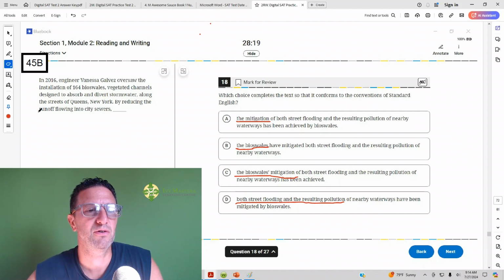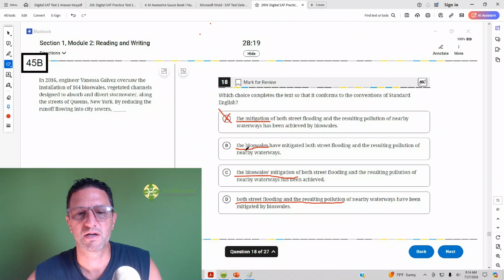"By reducing the runoff flowing into city sewers," so what follows the comma has to be who or what is reducing the runoff flowing into city sewers. Is it the mitigation? No, the mitigation is the reduction of runoff flowing into city sewers. Is it the bioswales? Yeah. The passage says the bioswales absorb and divert stormwater, so they are reducing runoff into city sewers. So we found our correct answer.